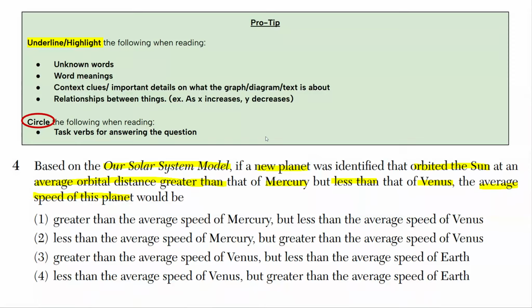So we have a hypothetical new planet that also orbits the sun, but its orbital distance must be greater than Mercury but less than Venus. So its distance must be that, and the average speed of the planet would be what? It's telling me that the distance of this planet is greater than Mercury, so it must be farther away from the sun, and less than Venus, so it must be closer to the sun. What's the average speed of this planet?